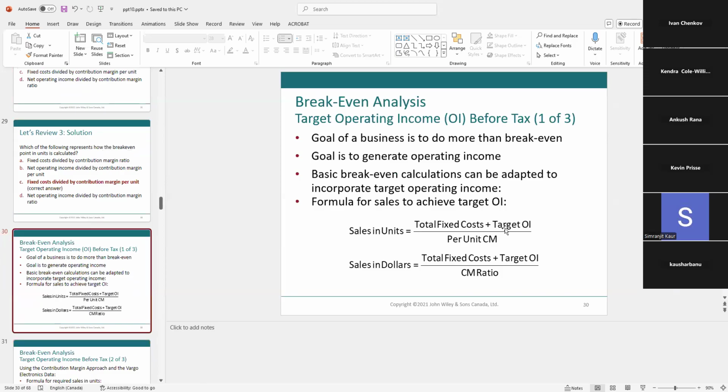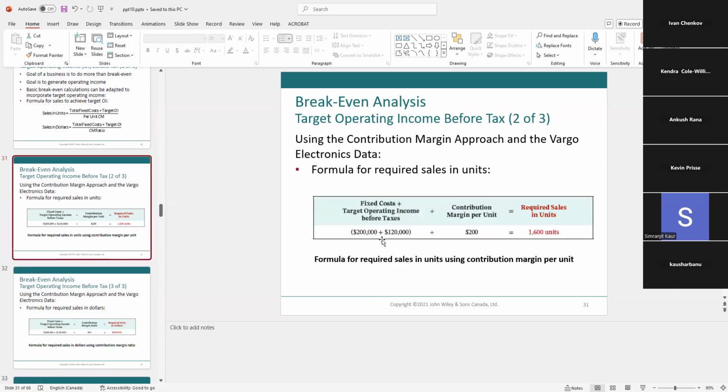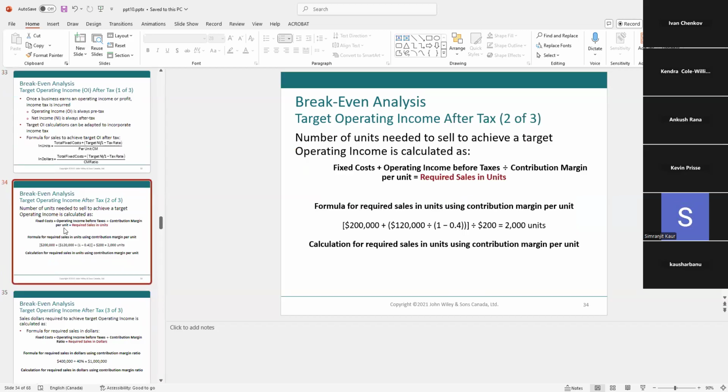So now if we want to achieve more than the break-even, what we have to do is add whatever we want into the fixed cost and run the calculation again for the number of units or the sales dollars. So let's say this company wants to hit $120,000. How many units do you need to sell? 1,600 units. As a dollar amount, total sales, adding again to 200,000 or running the calculation, they need to generate $800,000 in sales to get the $120,000 that they want.